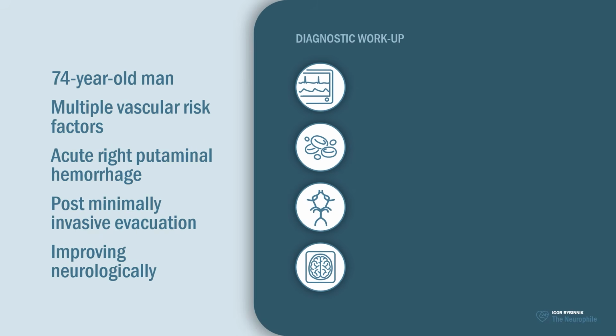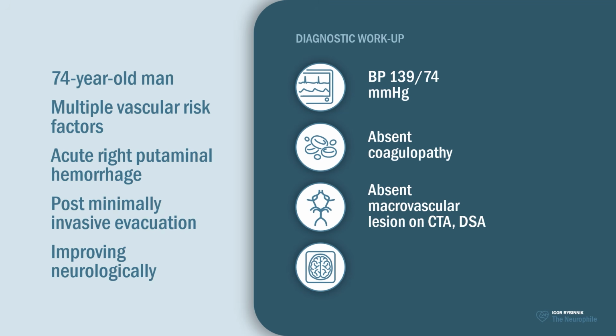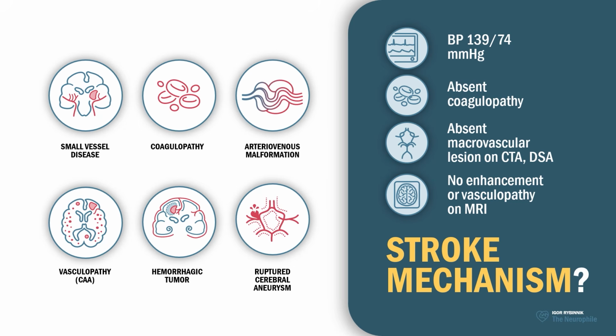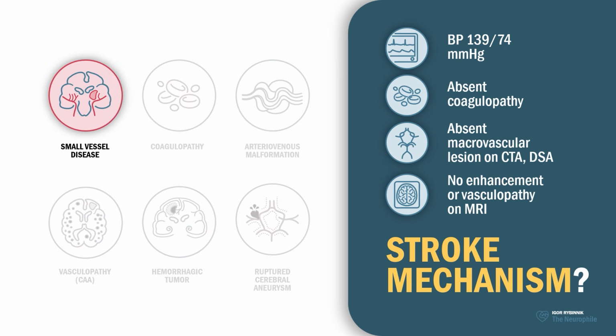Alright, so let's get back to our case for the final time. Honestly, I'm impressed you're still with me. Our 74-year-old man with multiple vascular risk factors who developed acute right putamenal hemorrhage and now post-minimal invasive evacuation and improving neurologically. Blood pressure is well controlled, coagulopathy was absent, the CT angiogram showed no evidence of a macrovascular cause, the brain MRI did not show any abnormal enhancement or signs of prior bleeding, although there was some evidence of chronic small vessel disease. What is the most likely mechanism of this hemorrhage? Yes, small vessel disease.